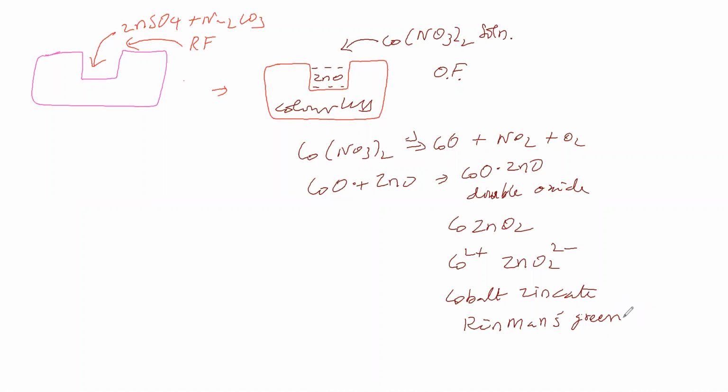So in this cavity, we have taken zinc sulfate salt mixed with sodium carbonate. We deflected the reducing flame. Now this zinc sulfate and sodium carbonate undergo double displacement, so zinc and carbonate become zinc carbonate. Zinc carbonate on thermal decomposition gives zinc oxide. Zinc oxide is colorless.